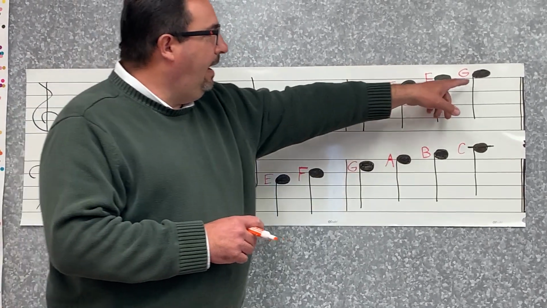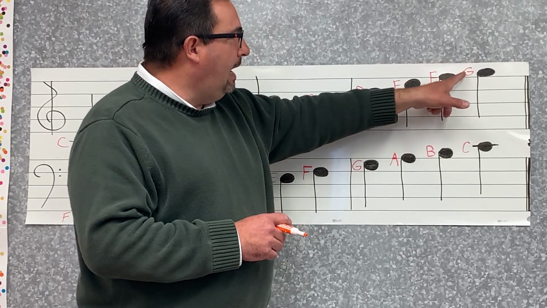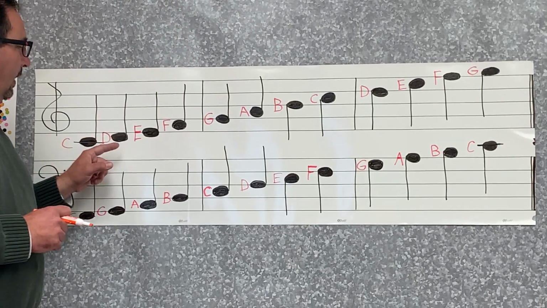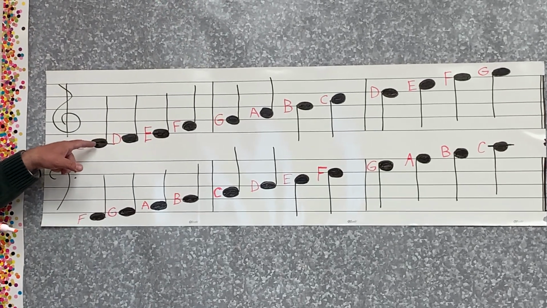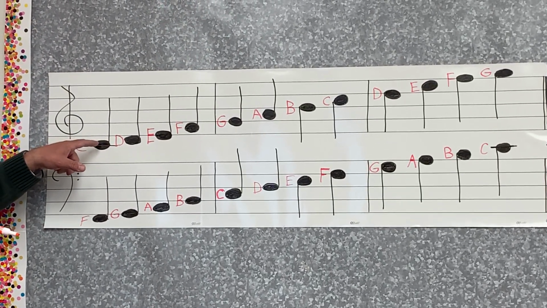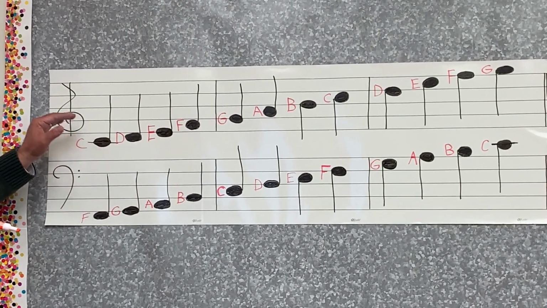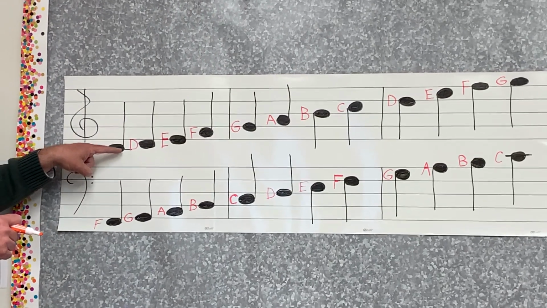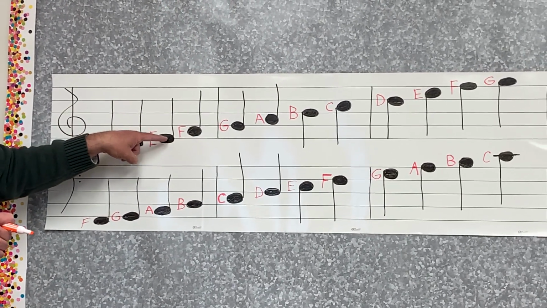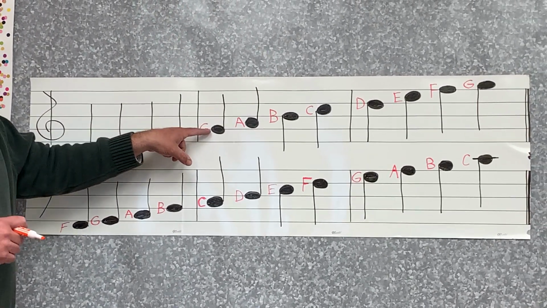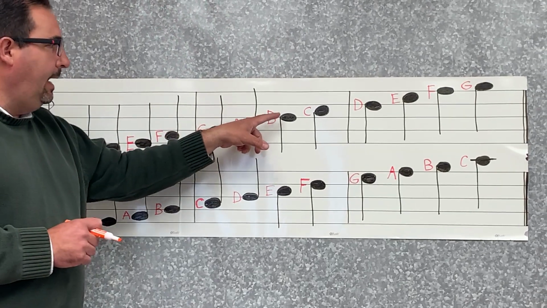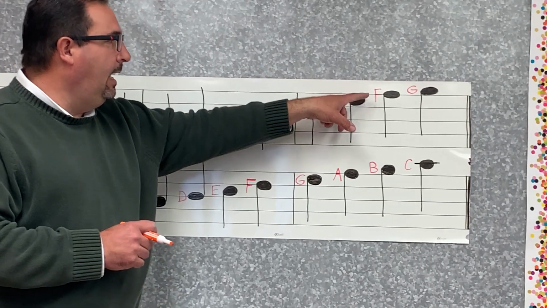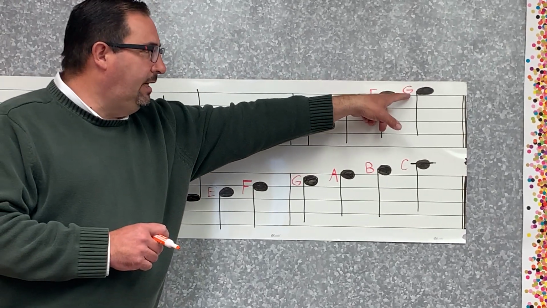Now we've also have a note that goes above the top line, which is G, and then the note below the bottom line, D, and then our middle C. So let's say together this scale in the treble clef. C, D, E, F, G, A, B, C, D, E, F, G.